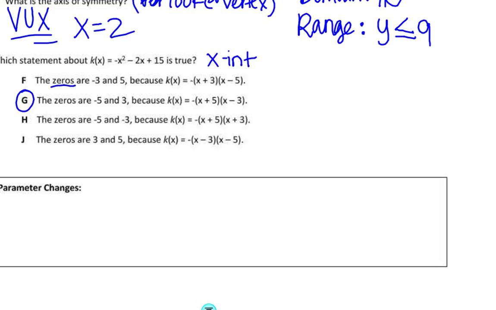Okay, cool. Parameter changes. Again, your calculator is going to be your best friend here. A couple things we need to remember is our parent function.